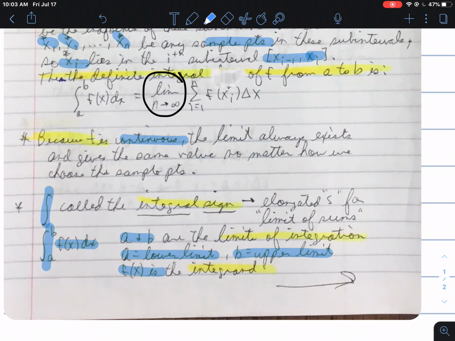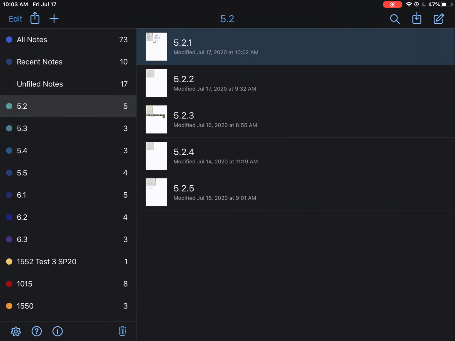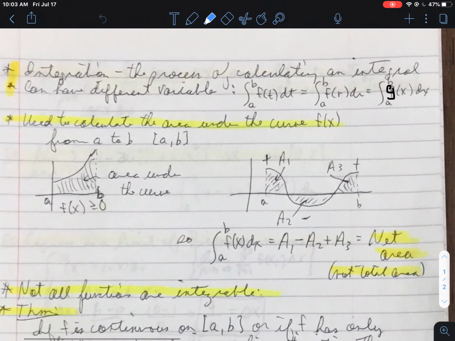And f of x is called the integrand. Right? So we have our limits of integration, left endpoint, left limit, or lower limit, a, upper limit, b, and the integrand, f of x.